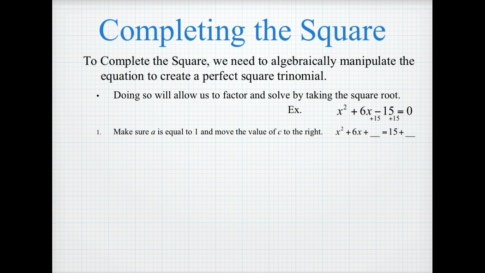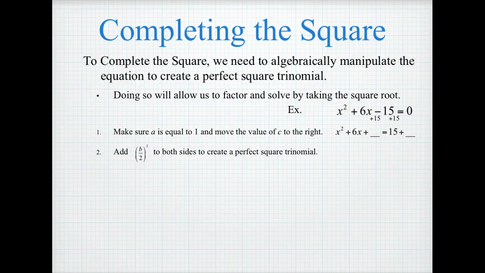Notice how I've left a blank space on both sides of the equation. We're going to add a number to both sides of the equation to fill in those blanks, but we need to add a specific number that's going to create a perfect square trinomial on the left side of that equation. Now to create a perfect square trinomial, we have to add half of b, so we take b, divide it by 2, and then we raise it to the second power.